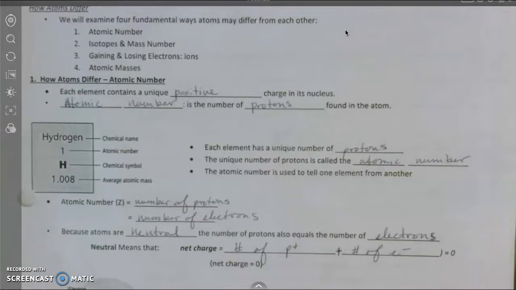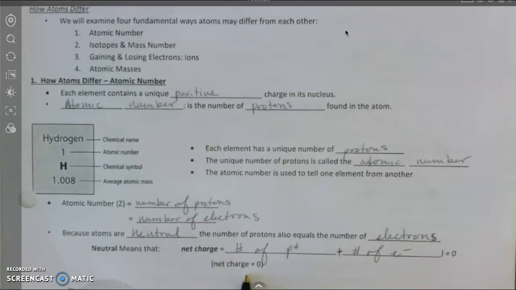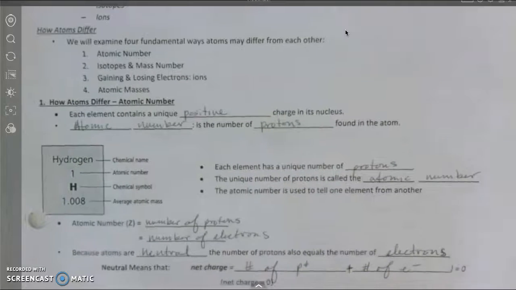Now, remember when we talked about this idea that matter is neutral and protons are positive and electrons are negative? In order to have a neutral atom, we have to have the same number of protons as electrons. My net charge I want to be 0, so the number of positive protons added to the number of negative electrons should give us a 0 charge overall.